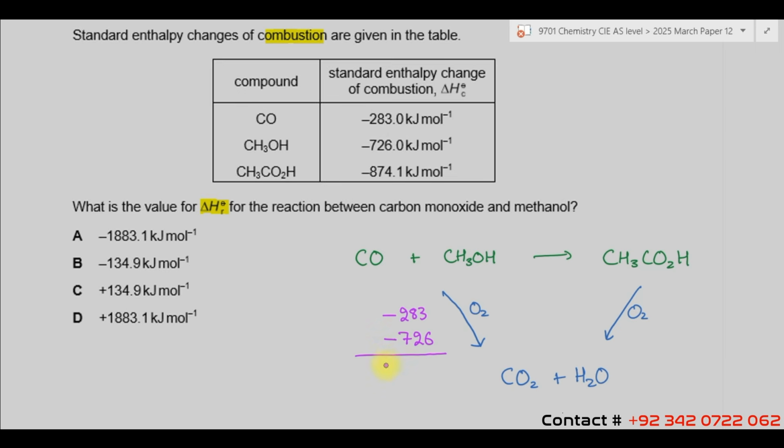Let's add these together. So we have minus 1009 kilojoules per mole. On the other hand, we have combustion of ethanoic acid, minus 874.1.